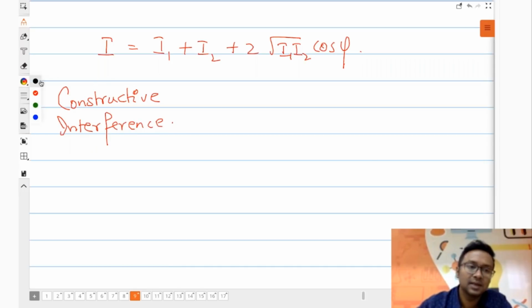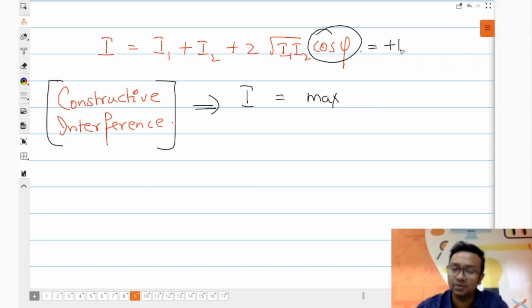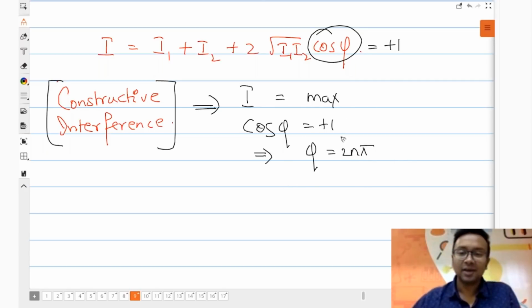In this, when it is constructive interference, students, that means intensity is max. Intensity is max. What does it mean? Cos phi should be equal to plus 1. Cos phi equal to plus 1 implies my phi is equal to even multiples of pi. So that is equal to 2n pi, my dear students. So that is your phi.